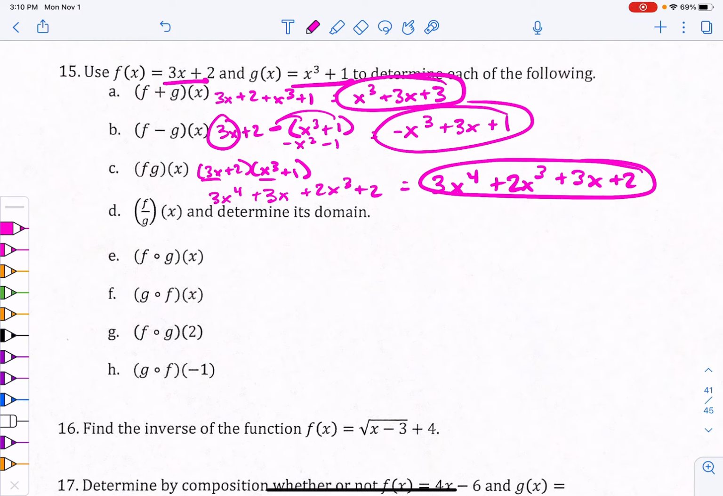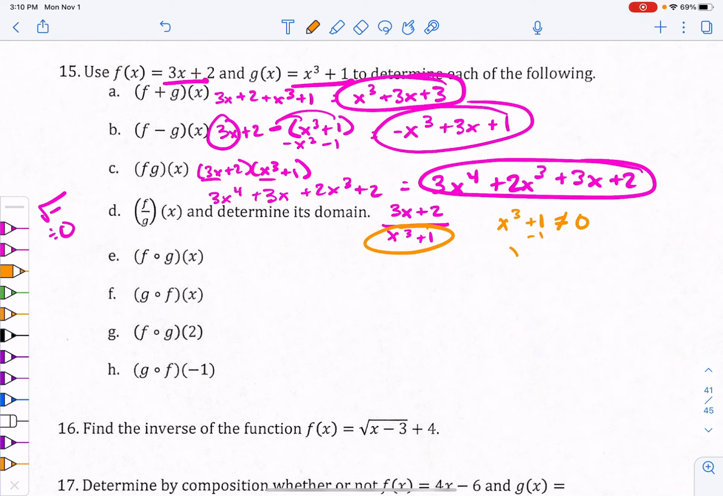F divided by g. We have, let's see, 3x plus 2 over x to the third plus 1. Okay, and then it says determine the domain. Well, two things that screw up domain are a negative inside of a square root and dividing by 0. Okay, this one I don't want this number to be 0. So I can literally say x cubed plus 1 cannot be 0, and then I just solve for x.